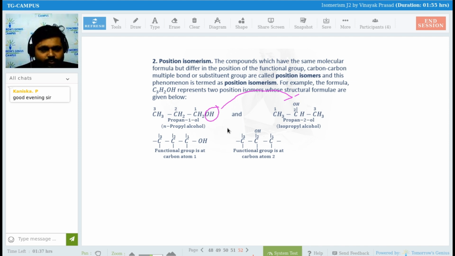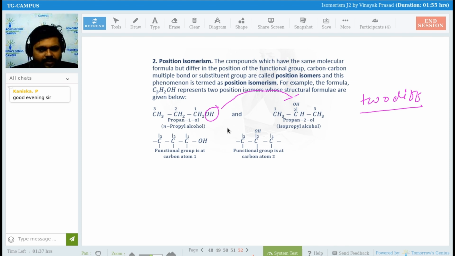It is the same functional group. There are no two different functional groups. If two different functional groups were there, that would be the case of functional group isomerism, right? This is positional isomerism. We have changed the position of OH from the first position to the second position. Is it okay? What is this position isomerism? Is it easy, guys? Any doubt till here?